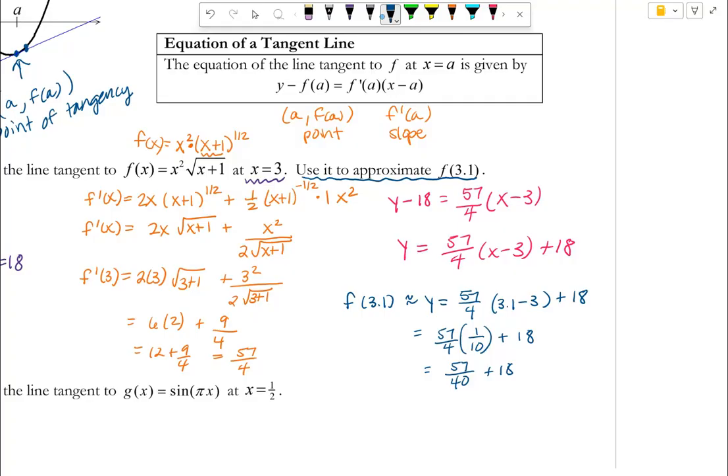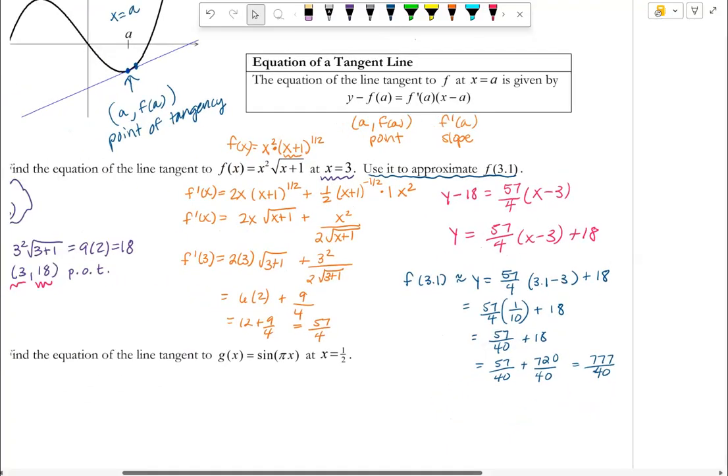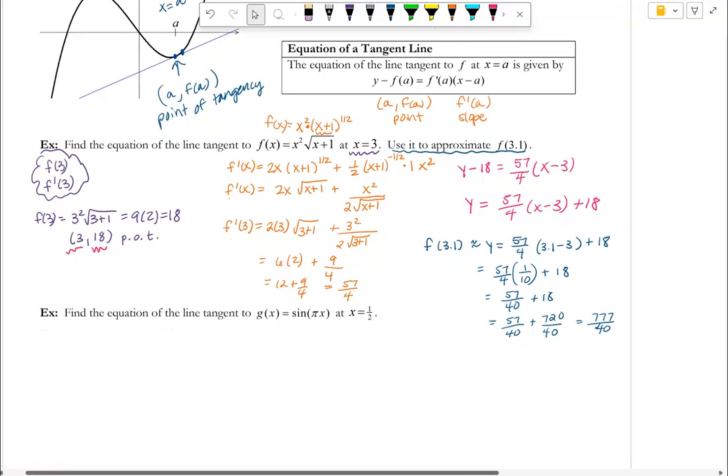But if I get common denominators, 18 times 40 is 720. So this becomes 57/40 plus 720/40. And we would get 777/40. So our approximation for f at 3.1 using the tangent line is 777/40. But what we know is that our actual value for f is going to be something a little bit different. And later on in this semester, we'll start to talk about if we have an over or under approximation. But for now, let's just use our tangent line to approximate f.